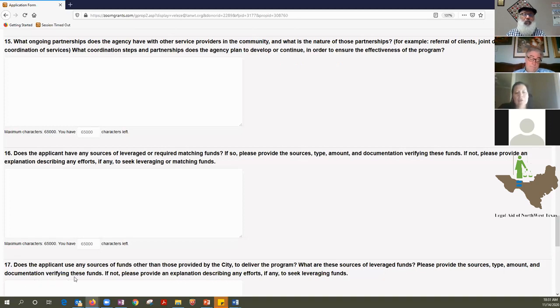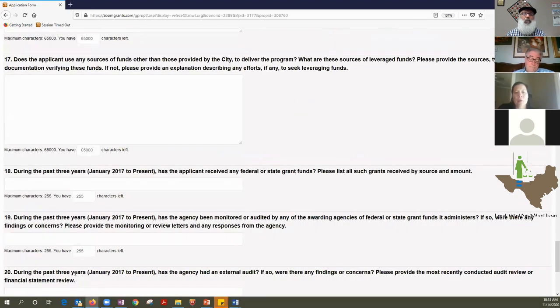So here the city is looking for what other types of grant programs, grant awards have you received? And what's the source? Is it local banks, local foundations, other types of city or county grant programs, other types of federal agency programs? They're kind of wanting to see a record of your resources. And again, the source, the type, the amount, maybe the purpose of those program dollars.